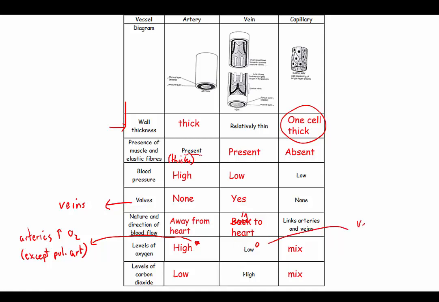Veins usually have low levels of oxygen, except the pulmonary vein. And then levels of carbon dioxide: arteries usually have low levels of carbon dioxide, except the pulmonary artery. And veins usually have high levels of carbon dioxide, except the pulmonary vein.